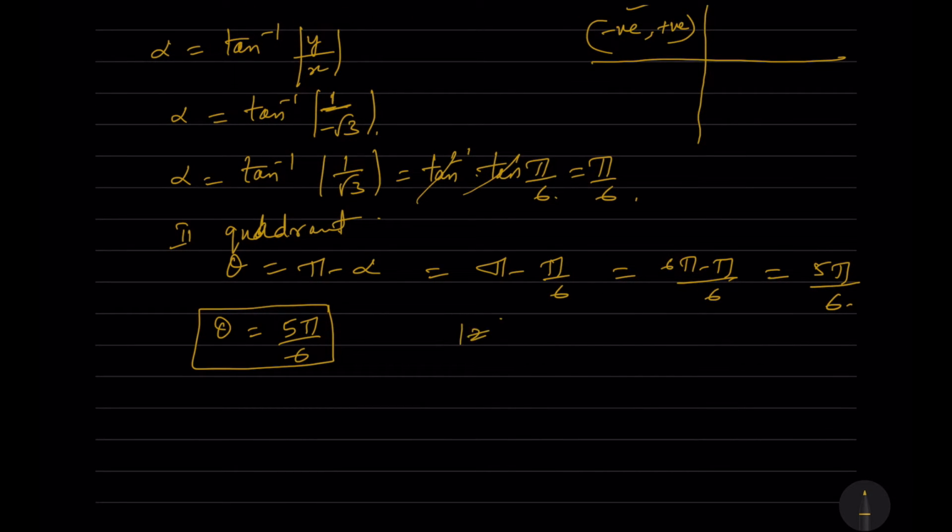And we got mod of z is equal to 2, theta is equal to 5 pi by 6. This is the modulus and this is the argument. So now going into the next problem.